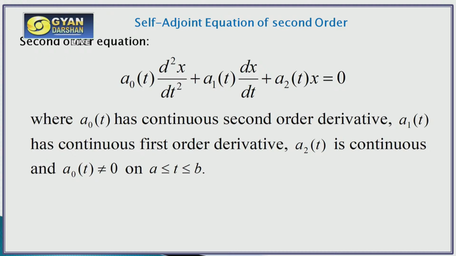Suppose we have a second order linear differential equation with coefficients a0, a1 and a2, where a0 is not equal to 0, and the coefficients are continuous with first order derivative. We'll see why we require these properties of the coefficients. When we see the definition of a self-adjoint equation, we'll understand why we need these properties. Let's go to the next slide.